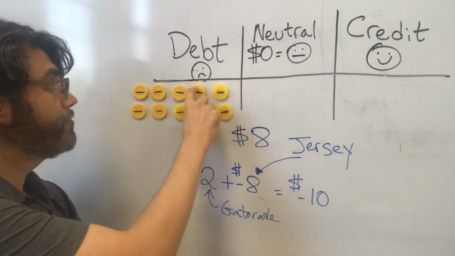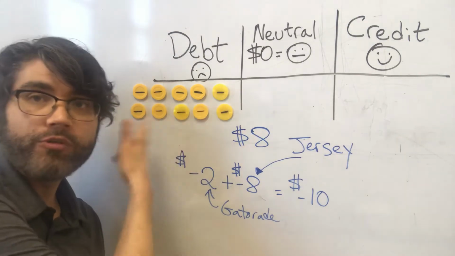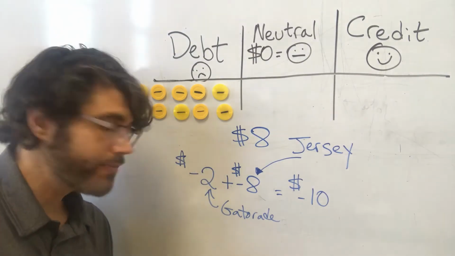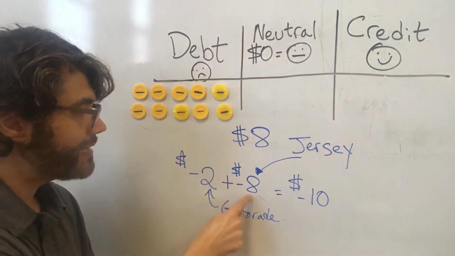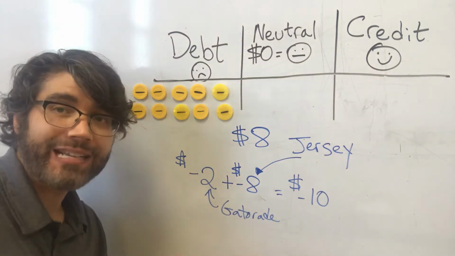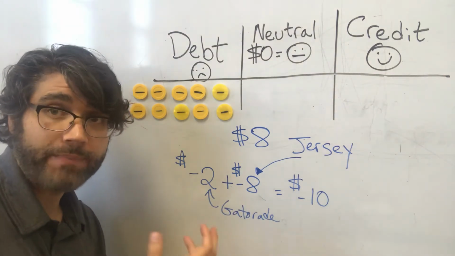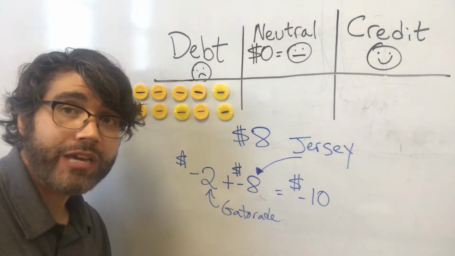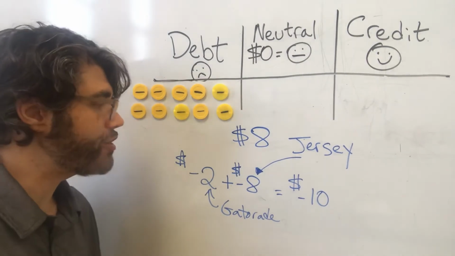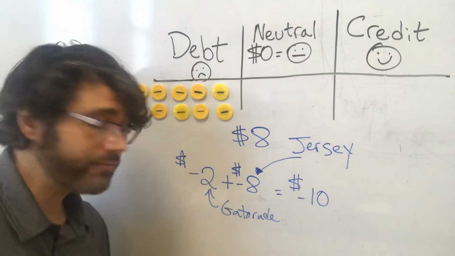So that's why I have 2, 4, 6, 8, 10. This is how it would be visually represented. Okay? So it's like we're adding debt. When you take on more debt, it's like you're adding debt. Okay? There's another way that you can basically represent the same scenario.